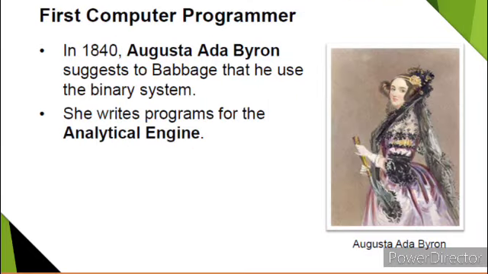The first computer programmer. In the year 1840, Augusta Ada Byron, whose name some publications write as Augusta Ada Lovelace, but both names are the same. Augusta Ada Byron suggested to Charles Babbage that he could use the binary number system with the help of programming. She wrote a program for the analytical engine, and that particular program was used at that time for the production of the analytical engine.